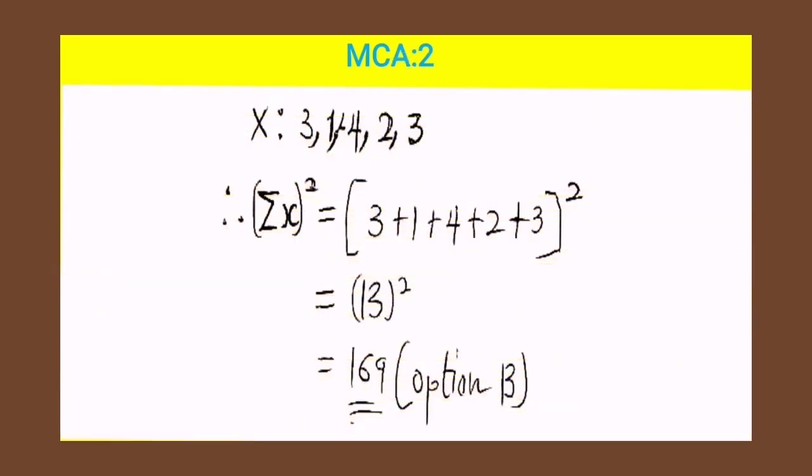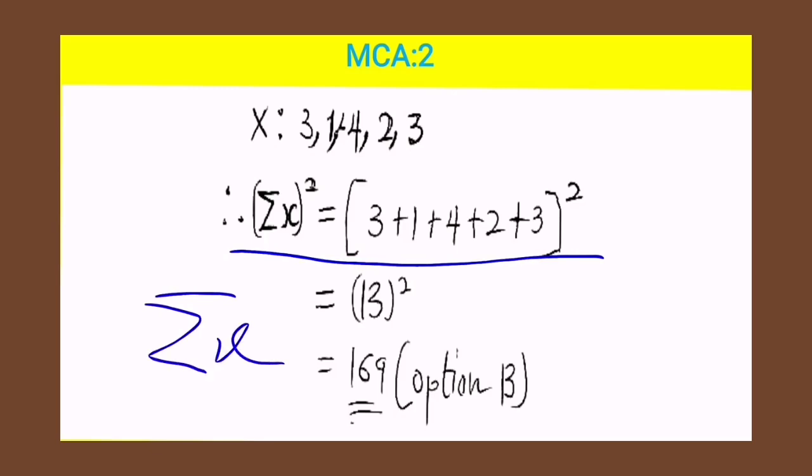So let's take note of that. As you can see here, just sum them up: 3 plus 1 plus 4 plus 2 plus 3. Whatever you get, we had 13. So I'll square the 13, then I'll get my 169, because that is what the question told us: summation x whole squared. So I just sum up all the values of x, then you square it. Once you get the value for the summation, then you square it, and that will be all in that case. So let's take note of that.